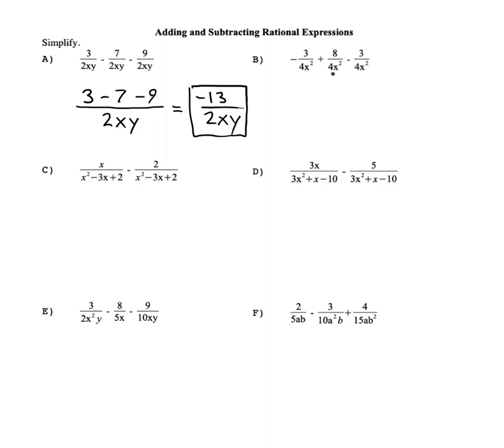For b, we also have a common denominator already. So we'll just want to do negative 3 plus 8 minus 3 over 4x squared. That's going to give us 2 over 4x squared. We can simplify that. We'll just divide both the top and bottom by 2. So we'll get 1 over 2x squared.